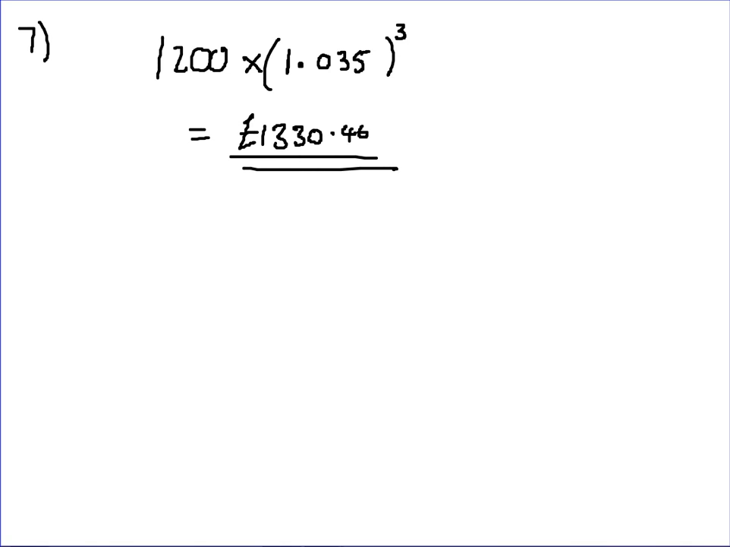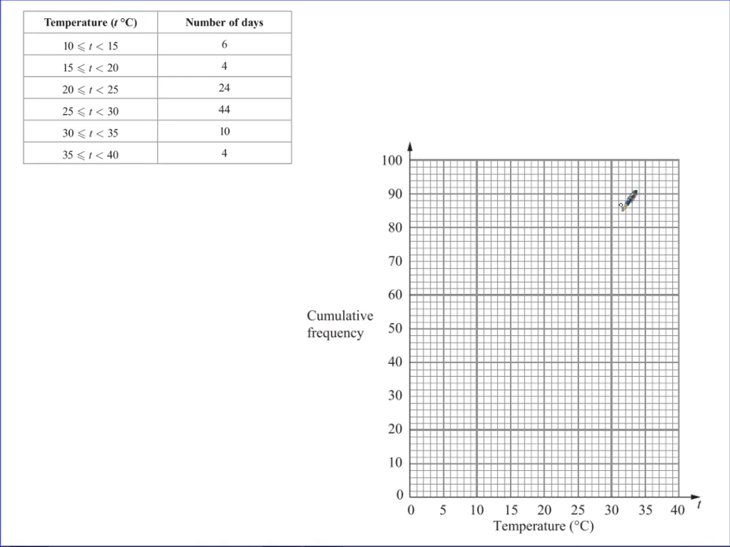Question 8. So we've got to work, first of all, write down the modal interval. The modal is the one that's got the most number, greatest frequency. So that's 25 to 30. Work out an estimate for the mean midday temperature. So what you need to do there is create 2 extra columns.